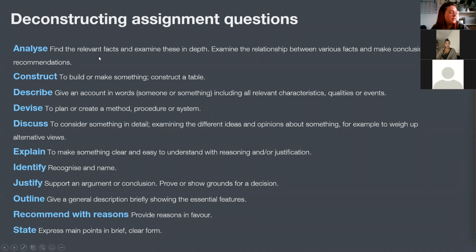So analysing is just finding out the facts and looking at those facts in depth. What's the relationship between the facts? Make a conclusion, make your recommendations.